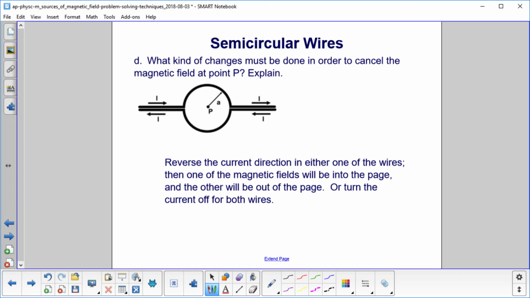What kind of changes must be done in order to cancel the magnetic field at point P? Explain. You can reverse the current direction in either one of the wires. Then one of the magnetic fields will be into the page and the other will be out of the page, and they have the same magnitude, so they'll cancel. Or turn the current off for both wires.